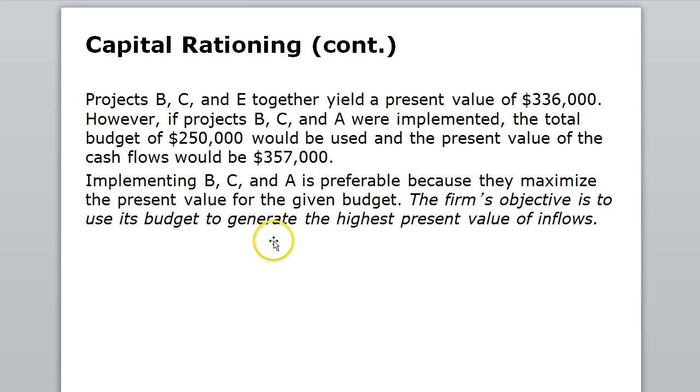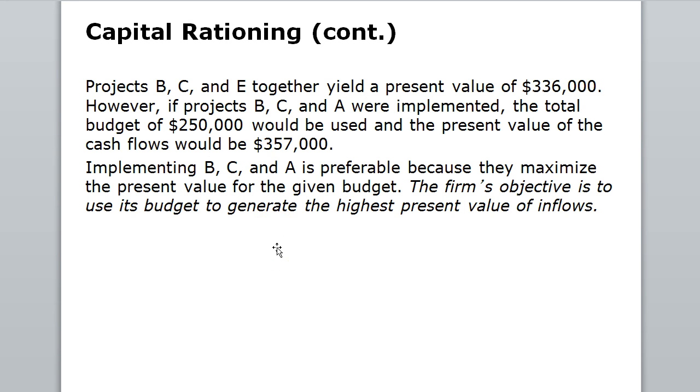Now, when we're doing this capital rationing, the internal rate of return IOS schedule would not have us choose B, C, and A. But if we look at it this way, we can figure out that B, C, and A is a better grouping of projects to get the return that we need.